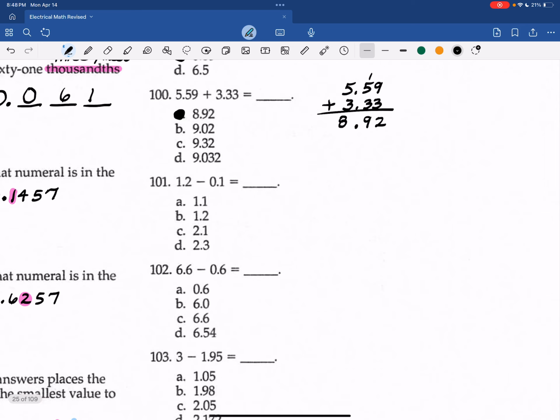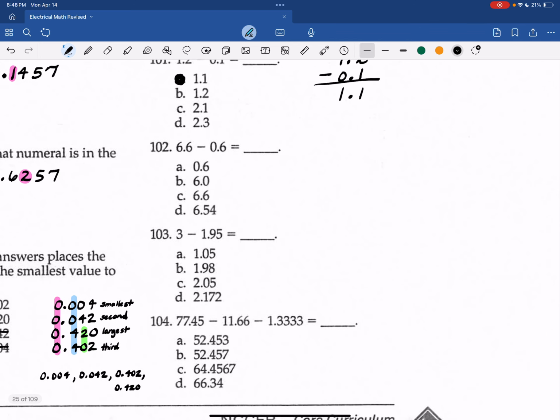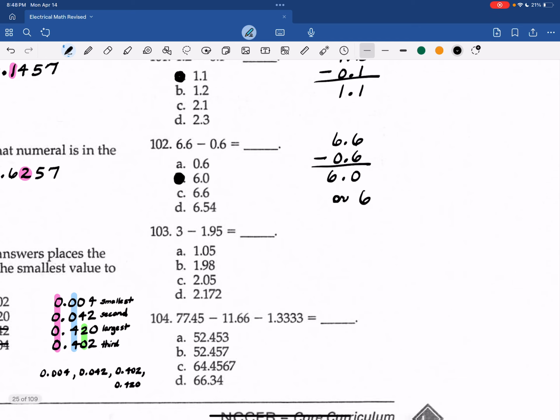1 2/10 minus 1/10 is 1 1/10. 6 6/10 minus 6/10 is 6.0, or just plain 6. That could be, but they chose to use the 0.